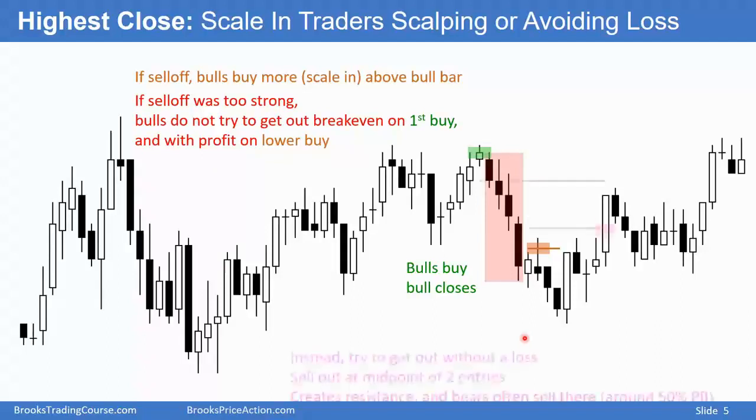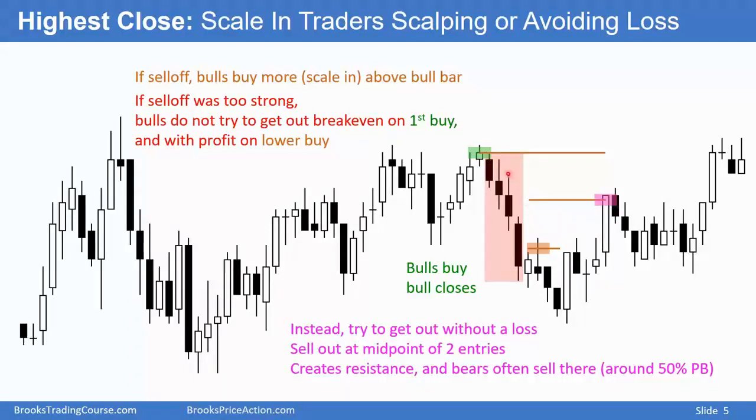getting out at the original entry price, but with the intention of trying to avoid or minimize a loss. They bought this close, they bought more above a bull bar here, and they're hoping to get out break even. At the midpoint of their two entry prices, it has to get a little bit above that price, which it did here. And the bulls getting out break even on their entire trade creates resistance. It's also about a 50% pullback of the entire bear leg. So other bears will be selling there simply because it's a 50% pullback.